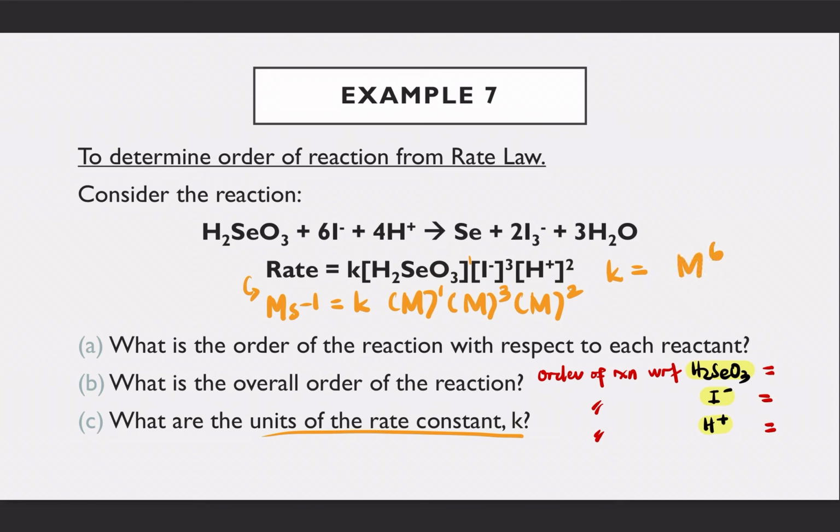And then, oopsie, I don't know maths. So M to the power of negative 1 divided by M to the power of 6, right? So you do your maths and you should get, sorry, this is M to the power of negative 5 per second. Okay, so that's it.